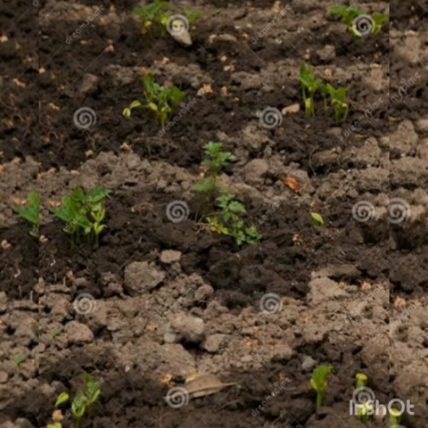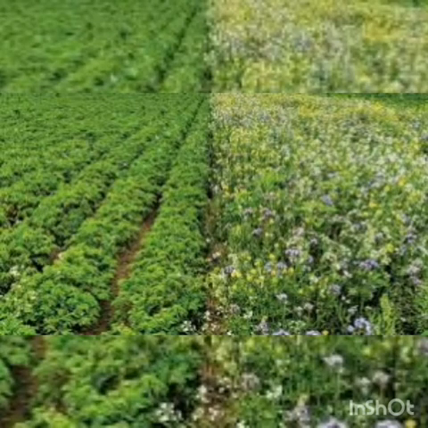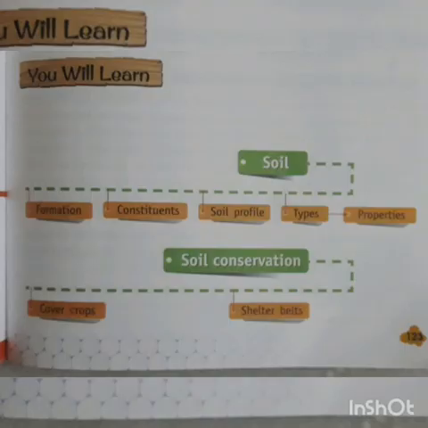Yes. Then next one, plants. Where are they present? Plants are present only in soil. Plants depend on soil for support and nutrients needed for their growth. In this lesson, we will learn about formation, constituents, soil profile, types, properties and soil conservation. Conservation means protection. Under that, we are going to see two topics: cover crops and shelter belts.